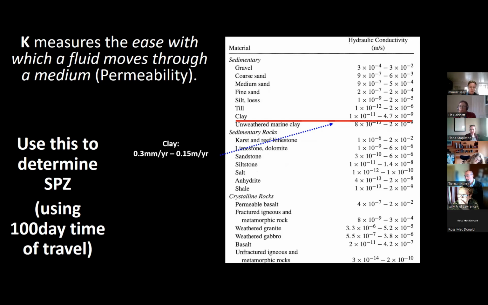And then all you're doing is you're mapping them using GIS mapping techniques. We need to know which way the groundwater's flowing. That's easy to do. Once you know the direction of groundwater, you just work out backwards from your point, based on the hydraulic conductivity of the system, how far any single drop of water, and therefore any single drop of contaminant, could travel in 100 days. And then you just start marking that on your map, join up the lines, and you've got your source protection zone.